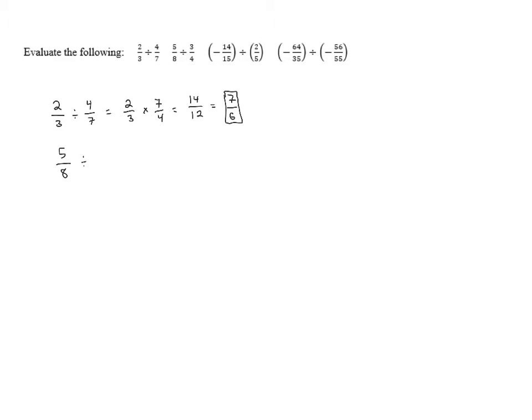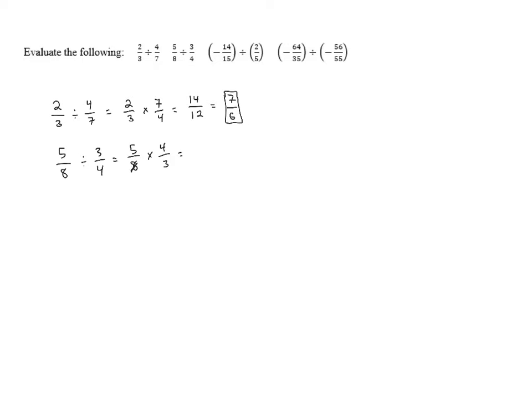5/8 divided by 3/4. We can change this to a multiplication by flipping the second fraction, or taking its reciprocal. That's the math name. All right, 5/8 times 4/3. We can do some cross-canceling here.